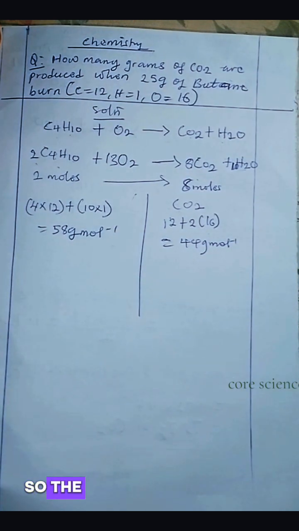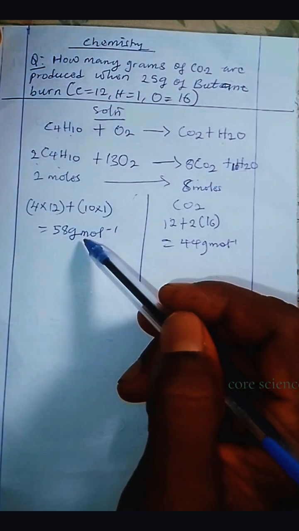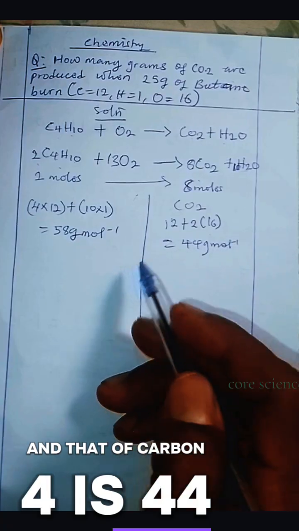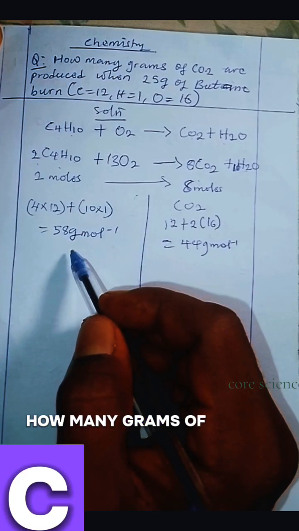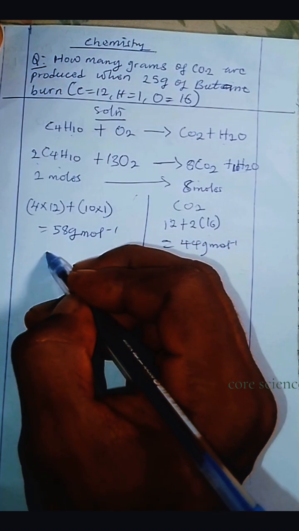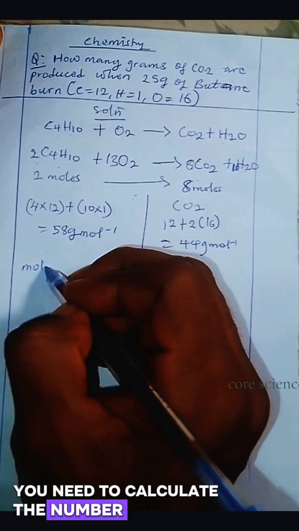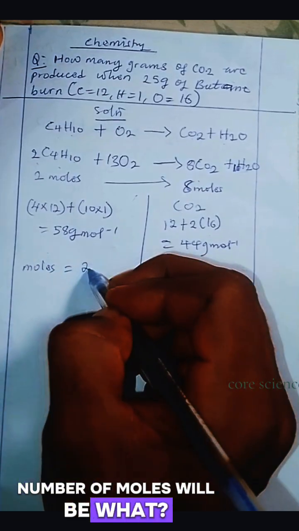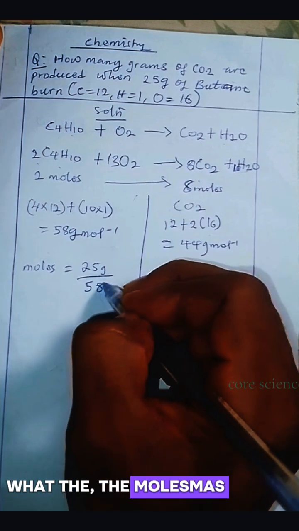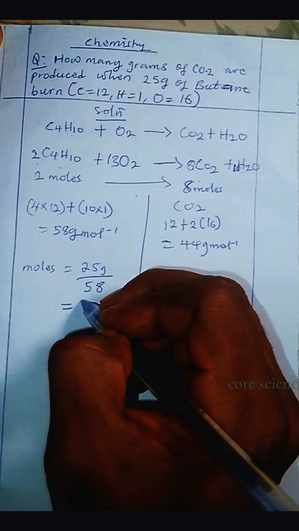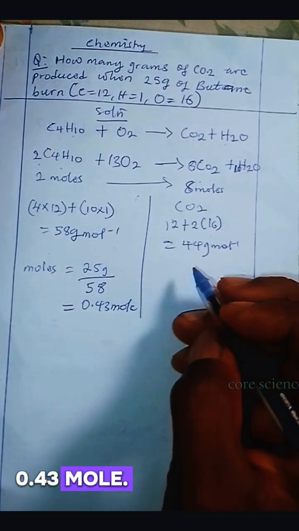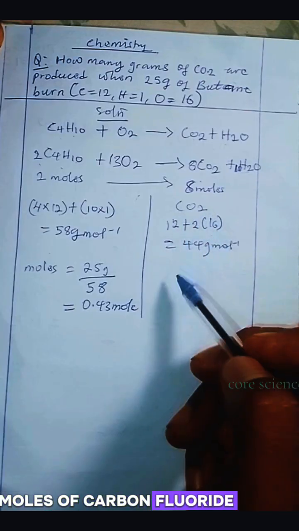So the molar mass of butane is 58 gram per mole, and that of carbon dioxide is 44 gram per mole. So the question says, how many grams of CO2 are produced when 25 gram of butane burn? So for 25 gram of butane, we need to calculate the number of moles. Number of moles will be what? 25 gram of butane all over the molar mass. That will give us 0.43 mole.